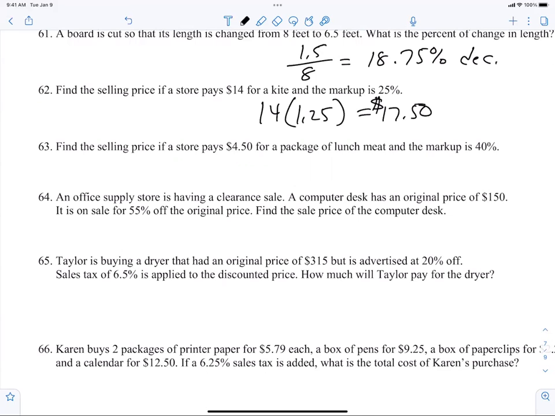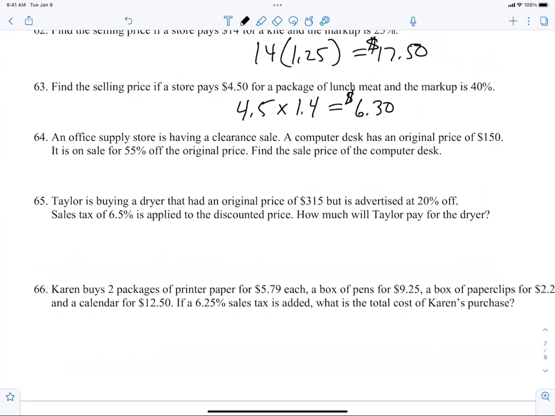All right, Holland, what do we got for this one? Find the selling price if the store pays $4.50 per package of lunch meat and the markup is 40%. So you just do $4.50 times 1.4. Exactly. And I got $6.30.